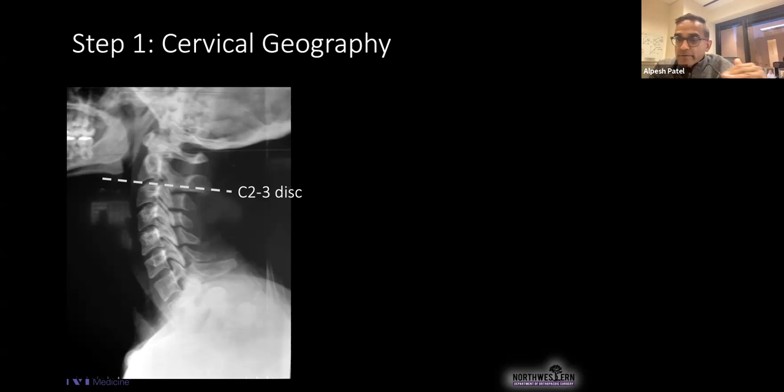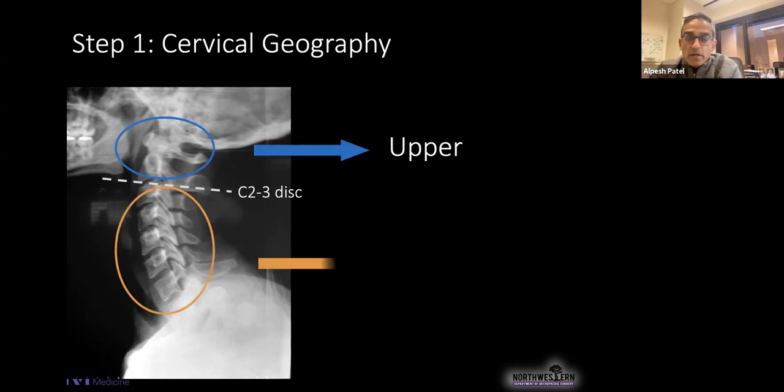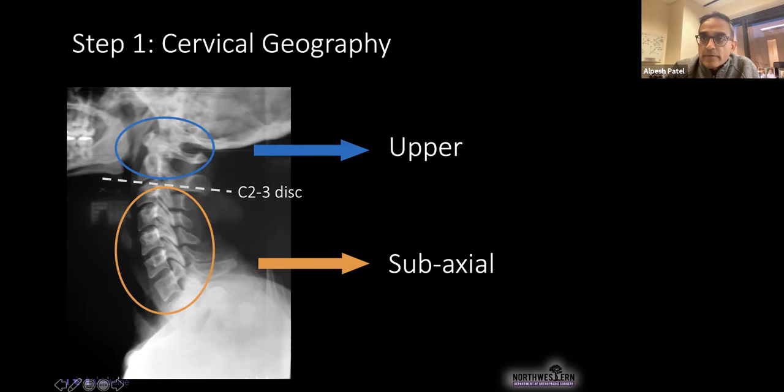And there's a pretty clear dividing line, and I'm going to put that right at the C2-3 disc, right? Where everything above that is upper cervical spine. Everything below that, we're going to call subaxial spine. And let's keep that division in mind because the anatomy of these two regions is strikingly different.